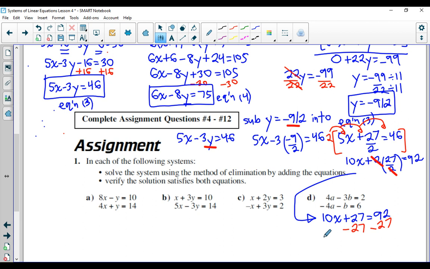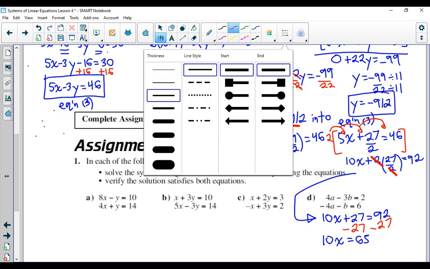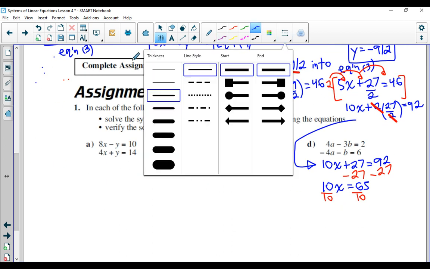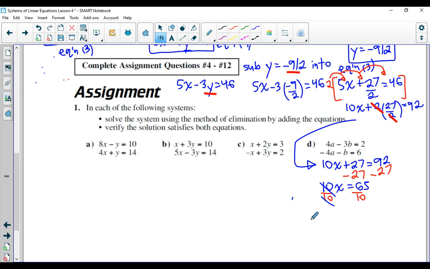And then this would give me 10x is equal to 65. Divide by 10. So divide 10, divide 10. And then this would give you x is 65 over 10. Reduce the fraction by dividing by 5. Dividing by 5. And then I'd finally get x is equal to 13 over 2.